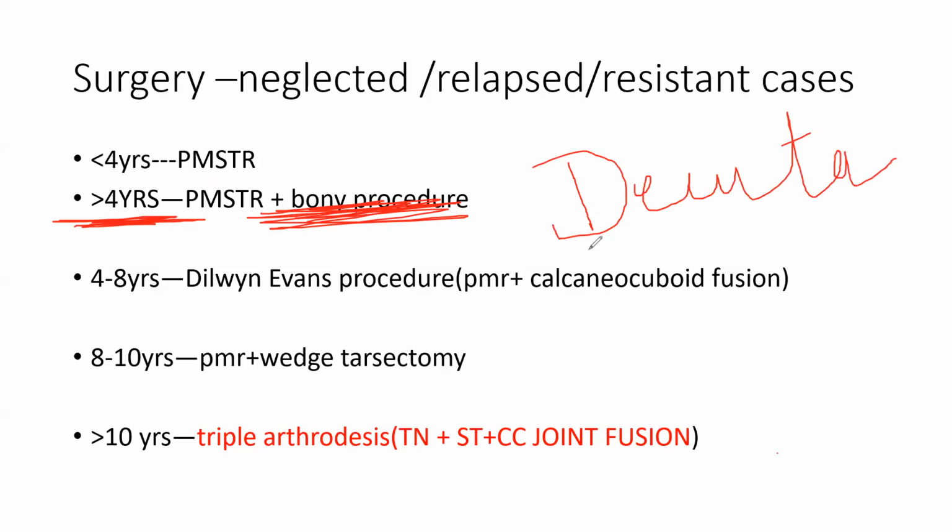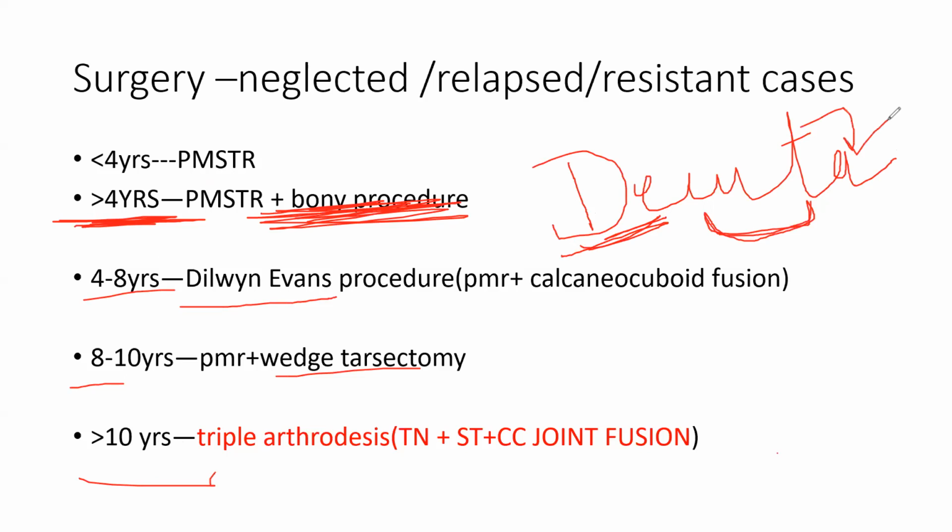So the first thing is Dillman's Evans operation. So from 4 to 8 years you do Dillman's Evans operation. Then from 8 to 10 years you do wedge tarsectomy. And then after 10 years you do triple arthrodesis. So it is a Devta procedure.